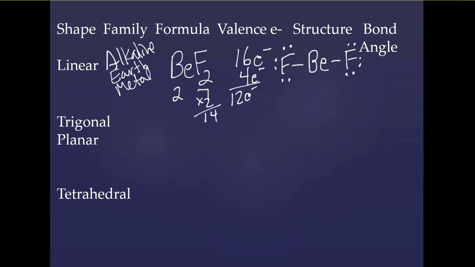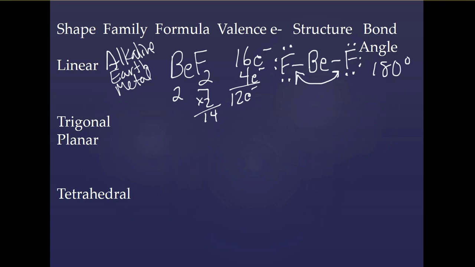The bond angle would be from bond to bond. And this is linear, so it has a 180-degree bond angle. So this is one way to do it, by doing the skeletal structure. Another way that I like to do this is to just draw the dot diagram and try to figure out how it goes together.